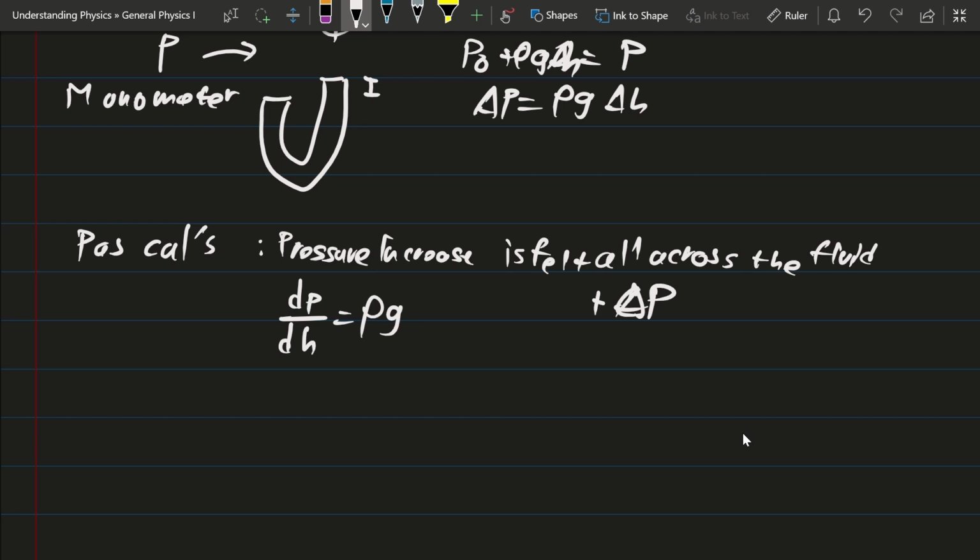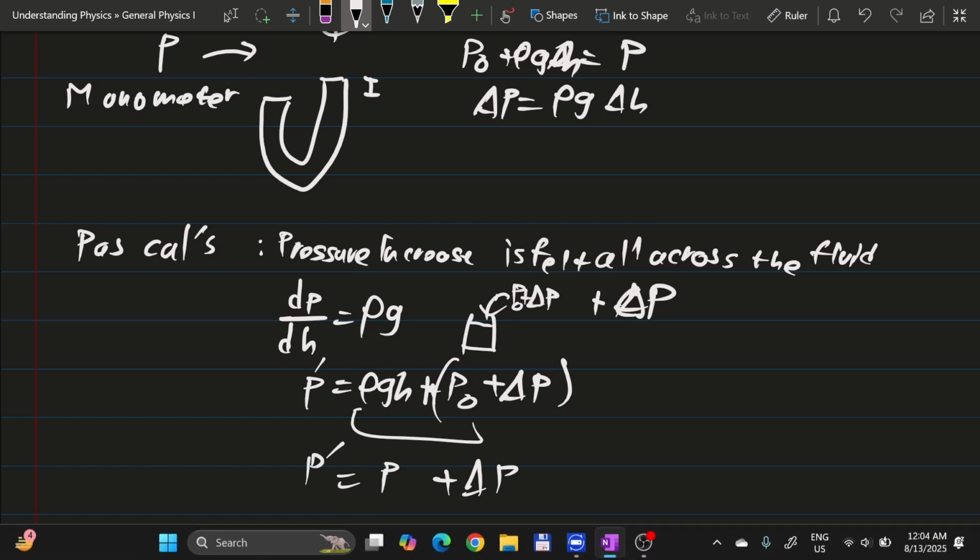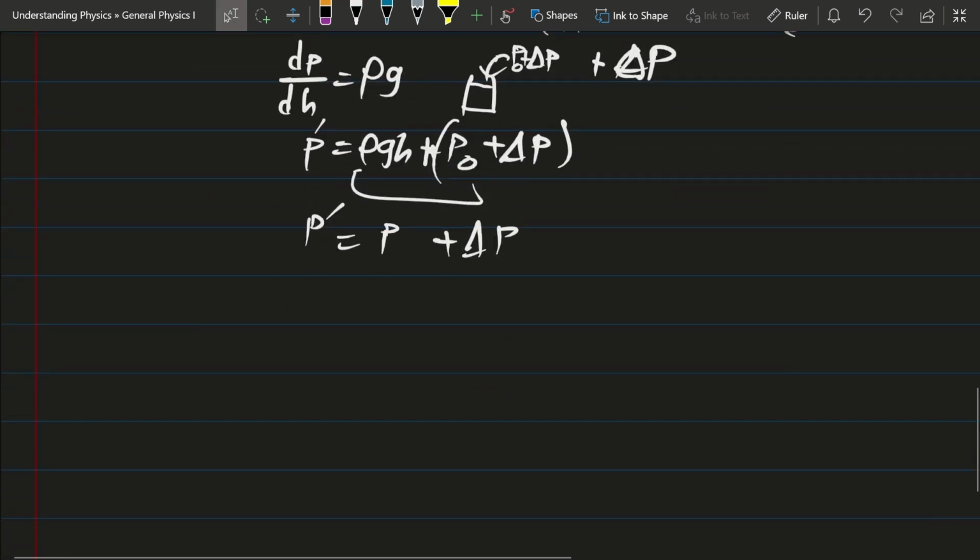So one example is that if you actually solve this, P equals rho gh plus P0, right? And so if you add another delta P at the input of your fluid, here you could see that the entire function is still linear. This is the original plus another change in P. So that's basically the idea of Pascal's law.